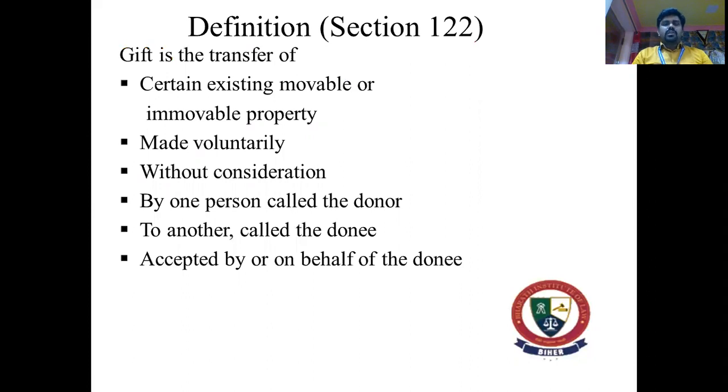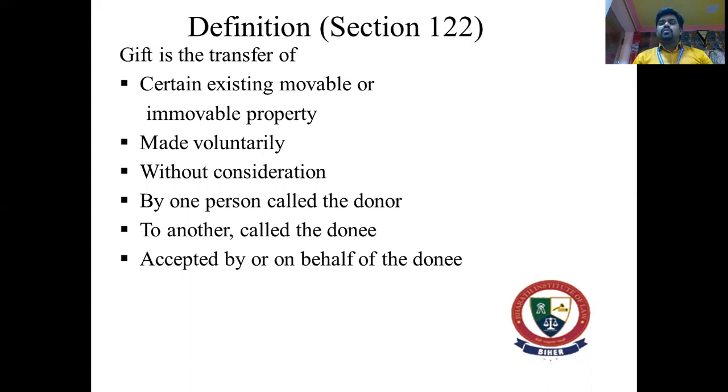So first we will look into the definition of the topic gift, which has been defined under section 122 of the Transfer of Property Act 1882. According to section 122 of the Transfer of Property Act 1882, gift is defined as the transfer of certain existing movable or immovable property made voluntarily and without consideration by one person called the donor to another called the donee, and which is accepted by or on behalf of the donee.